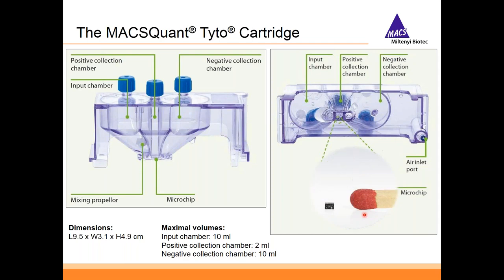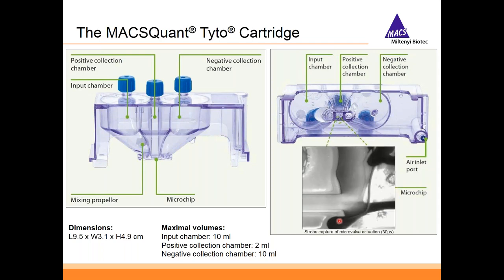Just to make you more aware of how small this microchip is, here you can see on this picture that we have really very small dimensions using this microchip. And the heart of this microchip, in addition, is the microvalve, which makes the sort decision. So you can see normally the cells run from the left here straight ahead into the negative collection chamber. But if a positive event is recognized, the valve opens and redirects the cell simply into the positive collection chamber. And just to make you aware of how fast this thing works, here we needed to perform a strobe capture to visualize the movement of the valve, and one of those cycles is around 30 microseconds.